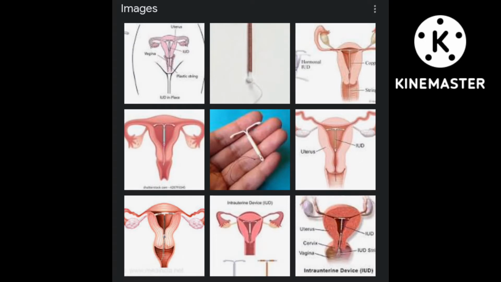As you can see, that is the form of IUD. And how to put the device into the vagina.